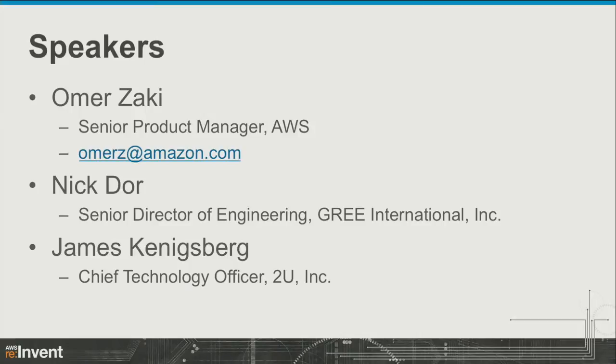So the lineup for today. My name is Umar Zaki. I'm a product manager of Amazon ElastiCache. So I'm going to get started. I'll talk about what caching is, what are the different types of caches, what is Amazon ElastiCache, that's the web service that does caching, and what are some of the use cases and design patterns. And then after that I'll hand it over to Nick, and Nick is from GRE, and he'll talk about what amazing things they have done with ElastiCache. And finally we'll have James, who will also talk about how they have built very responsive apps with ElastiCache.